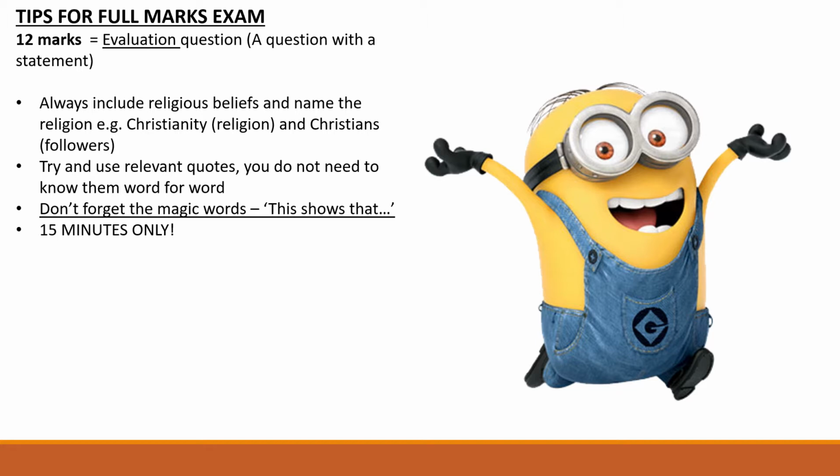Now, a key tip is that you should always include religious beliefs or references. Even if you're doing the themes paper, still include this because it's still a religious studies exam, and always ensure you name the religion. In terms of quotes, you don't need to know them word for word, but if the quote you use in your exam is similar to the actual quote, you'll still be able to use it and get marks for it. And don't forget to use keywords such as "this shows that" to ensure that you explain your answer and it's logical and fully developed. And the 12 mark should only take 15 minutes.